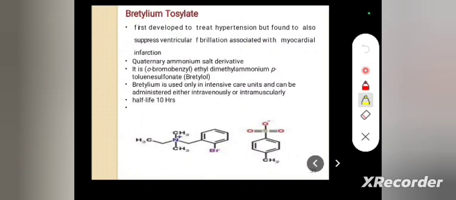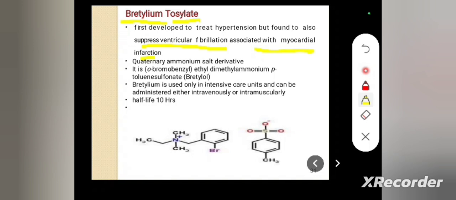So the first drug is bretylium tosylate. So chemistry of bretylium tosylate: it was first developed to treat hypertension but was found to also suppress the ventricular fibrillation associated with myocardial infarction. So it was firstly developed as an antihypertensive and later developed for ventricular fibrillation associated disorders. They can suppress ventricular fibrillation so that they can act as antiarrhythmic agents.